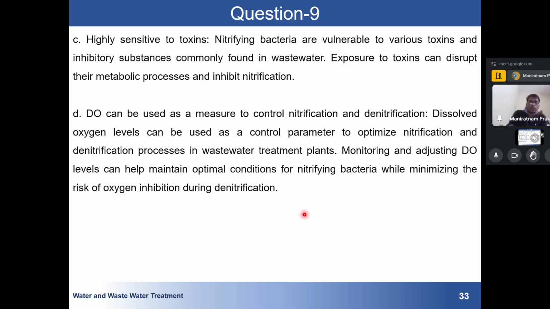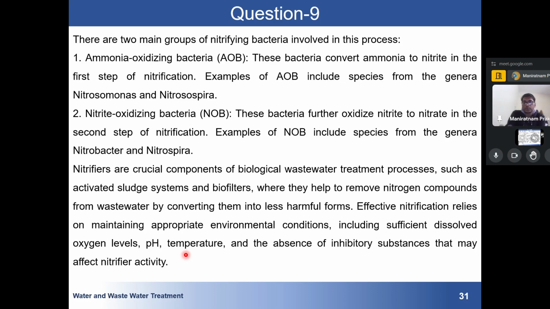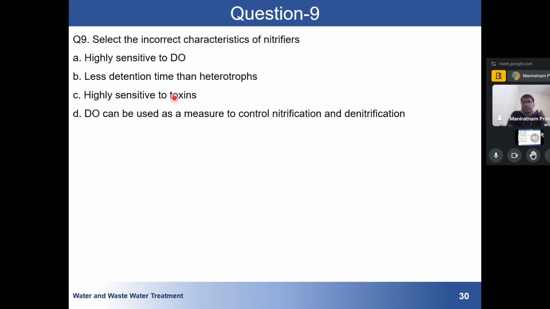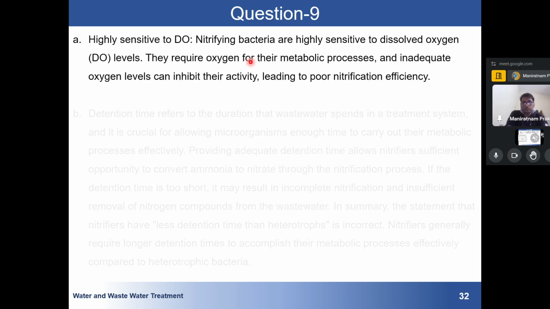So obviously option B is my answer, because this is the incorrect statement. And our question was to select the incorrect characteristic of nitrifiers. Okay, so I hope this is clear to you.